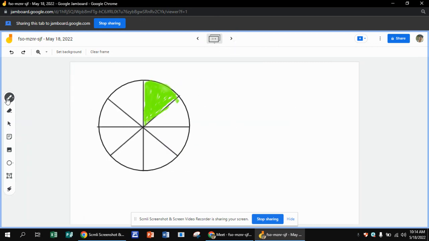In this pizza, if I want to write it in fraction form, how can I write it? How many shaded regions do we have?